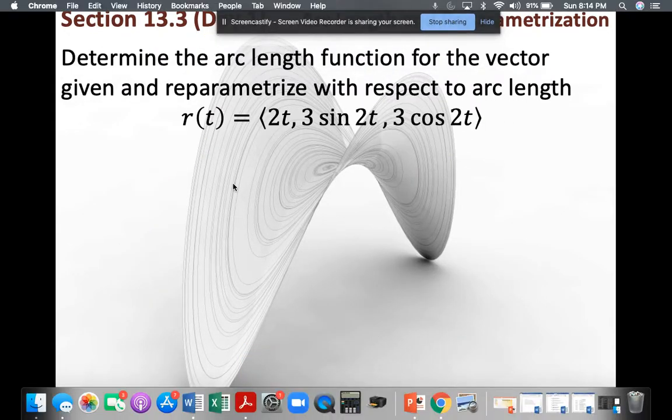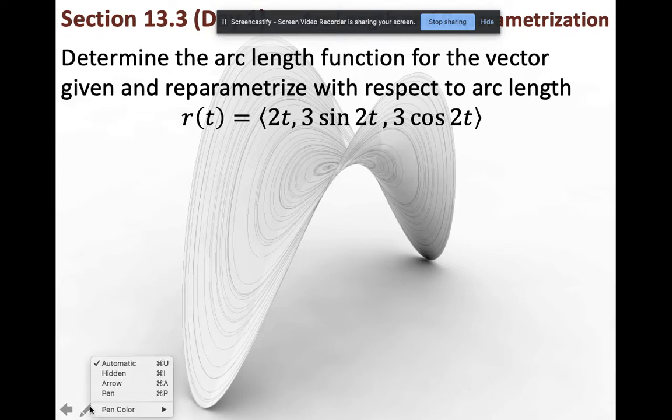All right. Determine the arc length function. So make sure you highlight this word when you're in an assessment. Am I asking for the arc length or am I asking for an arc length function? And then I'm going to ask you to reparametrize with respect to arc length. What does that even mean?